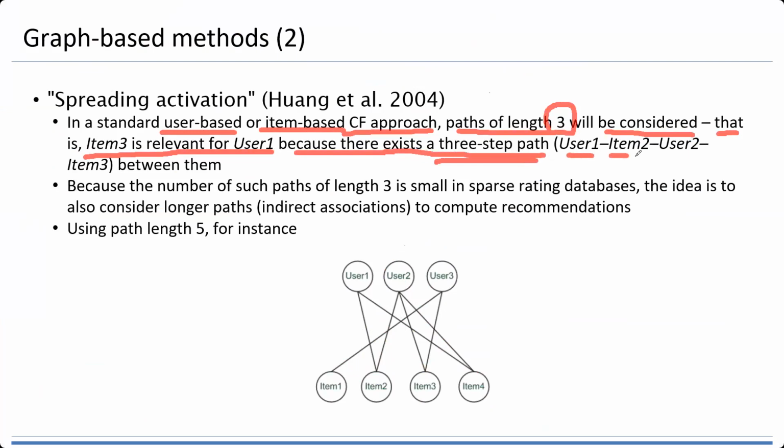3-step path. So for example, like this: user 1, item 2, user 2, item 3. So user 1 to item 2, and then item 2 to user 2, and then user 2 to item 3. We have 3 steps, 1, 2, 3. Because there is a 3-step path, then I can say that it is still possible to recommend this item.